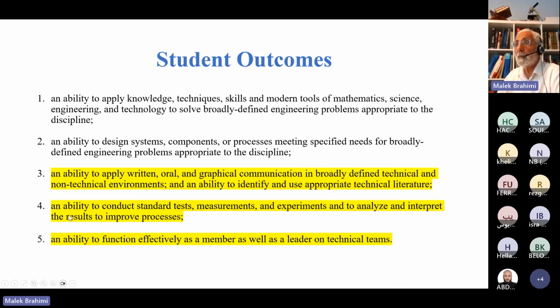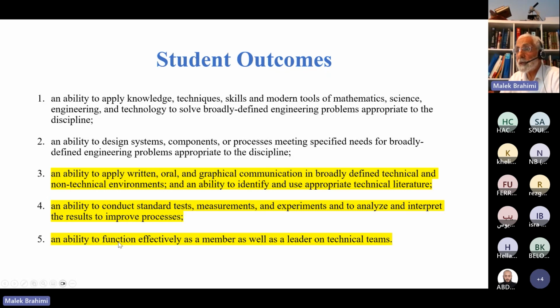lab testing. Ability to conduct standard tests, measurement and experiments, and to analyze and interpret the results to improve process. You see, conduct standard tests, measurement, experiments, analyze, etc. So this is important. If students don't know how to communicate and don't know how to conduct a standard test, this affects the accreditation of the university. It's not going to be accredited, the program.